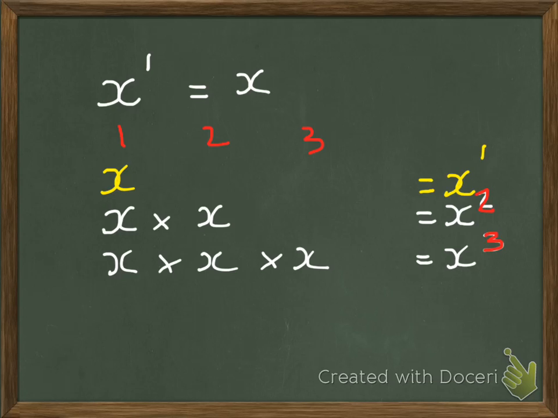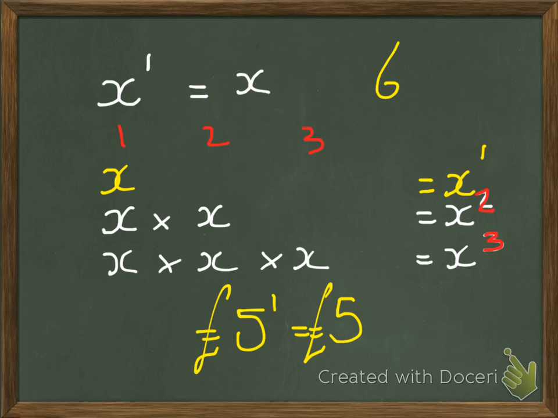In other words, if you go into a shop and pay £5, well actually you're paying 5 to the power of 1, because that equals £5. So x to the power of 1 equals x. 6 to the power of 1 equals 6. 10 to the power of 1 equals 10. I was going to say elephant to the power of 1 equals elephant, but that's being stupid, everybody.